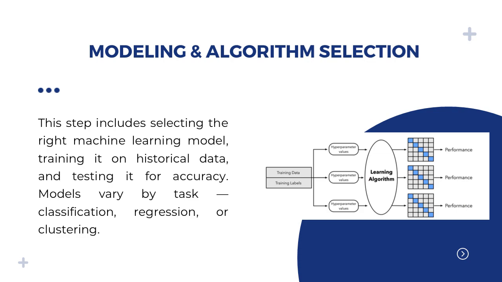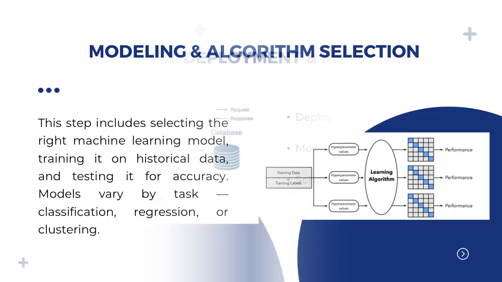In addition, feature selection and dimensionality reduction can help improve accuracy and reduce overfitting. It's essential to document all choices, parameters, and results for reproducibility. Modeling is not just about achieving high accuracy, it's about building interpretable, robust models that solve the business problem effectively and reliably.